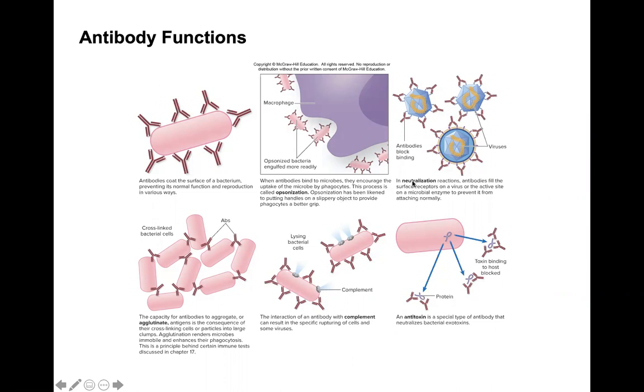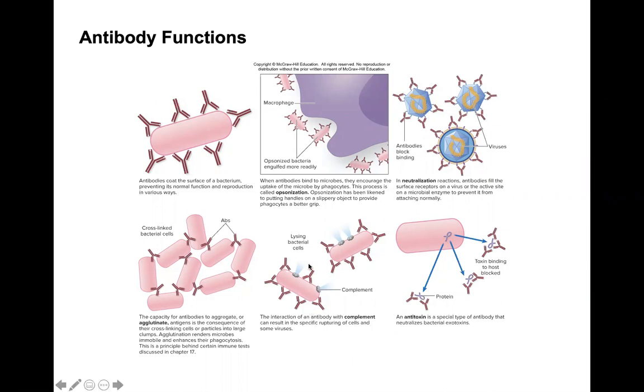Neutralization is a second thing that antibodies can do. In neutralization reactions, antibodies fill the surface receptors on the virus or the active site of the microbial enzymes, and it actually prevents them from attaching normally. Agglutination is essentially clumping a bunch of bacteria together, as you can see here, and this actually will cause the macrophages to be able to locate these and engulf them easier.